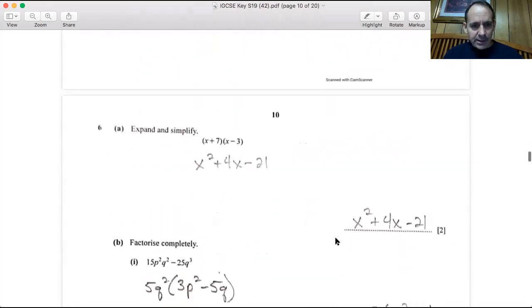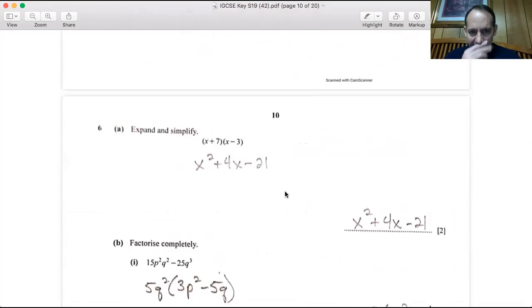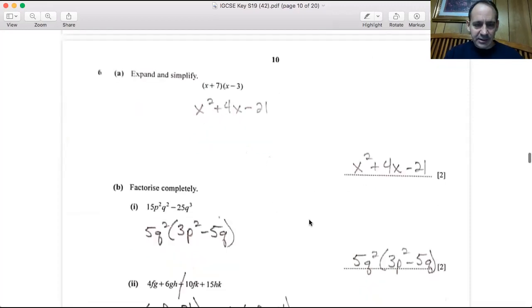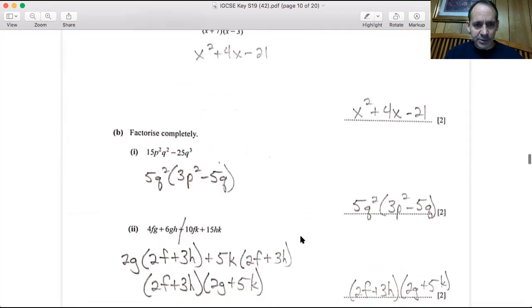Then moving on, expand and simplify this binomial expansion here. So x plus 7 times x minus 3, or I should say, these binomials multiplying each other. So you get x squared plus 4x minus 21. You get plus 7 and minus 3 for the x. So plus 7x minus 3x is 4x, and then minus 21. So that's your quadratic that you get by expanding those binomials.